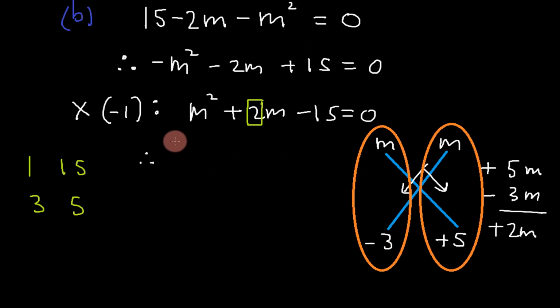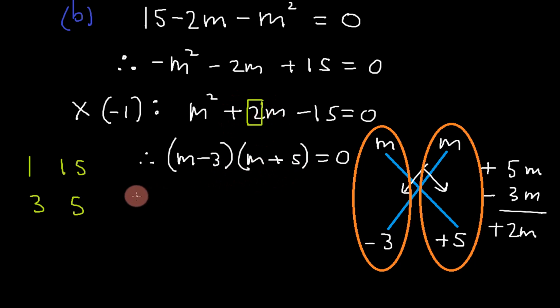So then m minus 3 in one set of brackets, and m plus 5 in another set of brackets. Now, remember, very important to multiply out mentally to see that we get back the original equation. So m times m is m squared, negative 3 times positive 5 is negative 15. Then we have negative 3m plus 5m will give positive 2m.